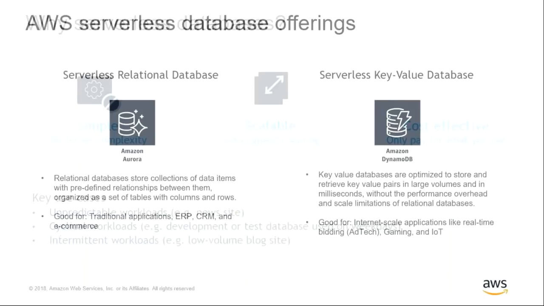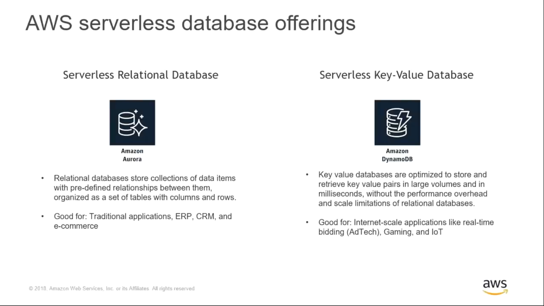So let's talk about the offerings that we have and dive a little bit into each of these two offerings. The first one is Amazon Aurora, which is our main offering for relational databases.